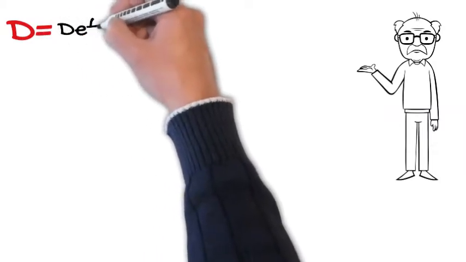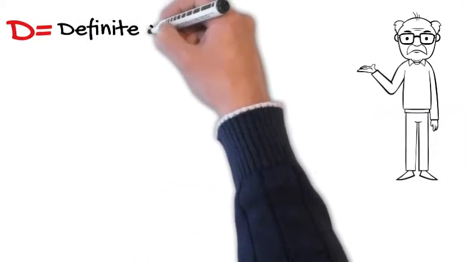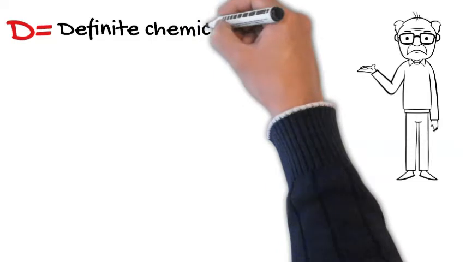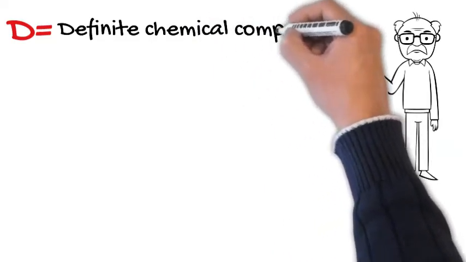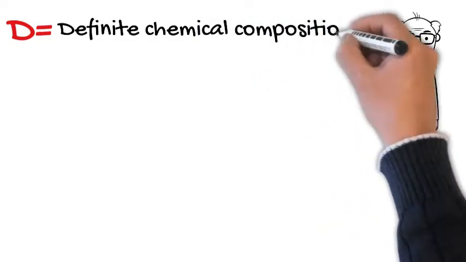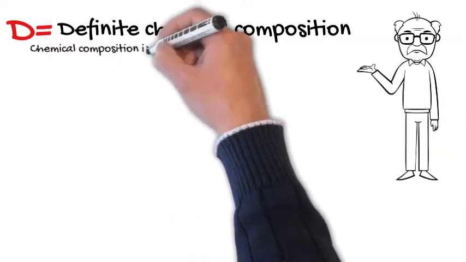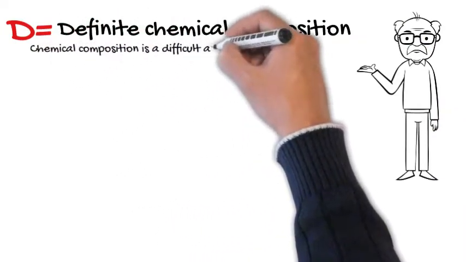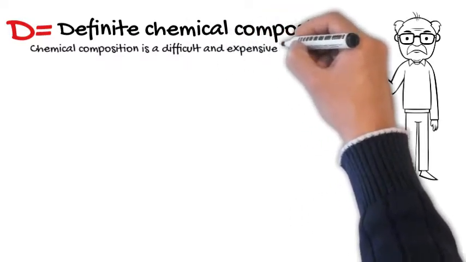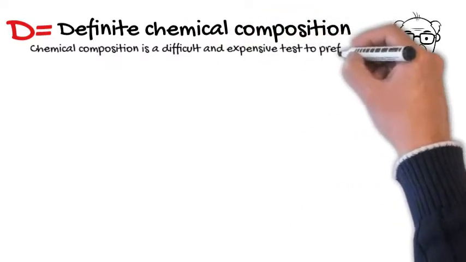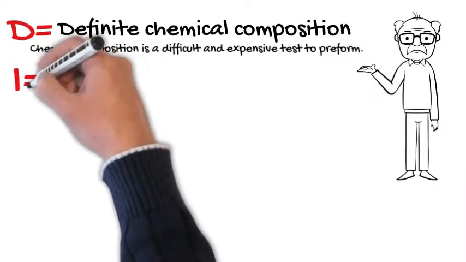The D is a definite chemical composition. The chemical composition just means what chemicals it's made out of. Unfortunately, chemical composition is a difficult and expensive test.